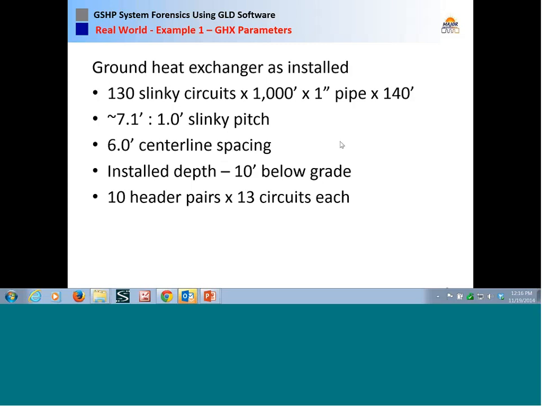Okay, so the ground exchanger is installed. We had 130 slinkies loose, and the installation depth was 10 foot below grade.